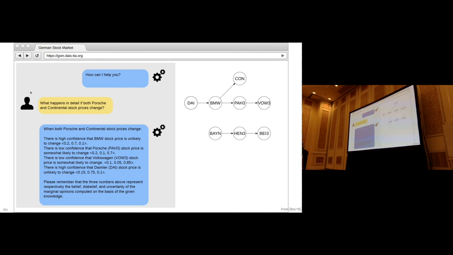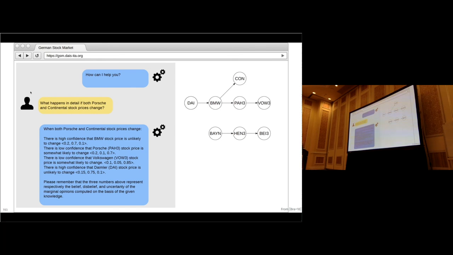our users. So they want to say what happens in detail if Porsche and Continental stock prices change. So the question is, what happens if I'm injecting evidence that Porsche PAH 3 is becoming 1, and Continental is 1 as well. What is the effect? And then the question is, okay, you want to just explain what is going to change by means of this injection of evidence in this distribution network.